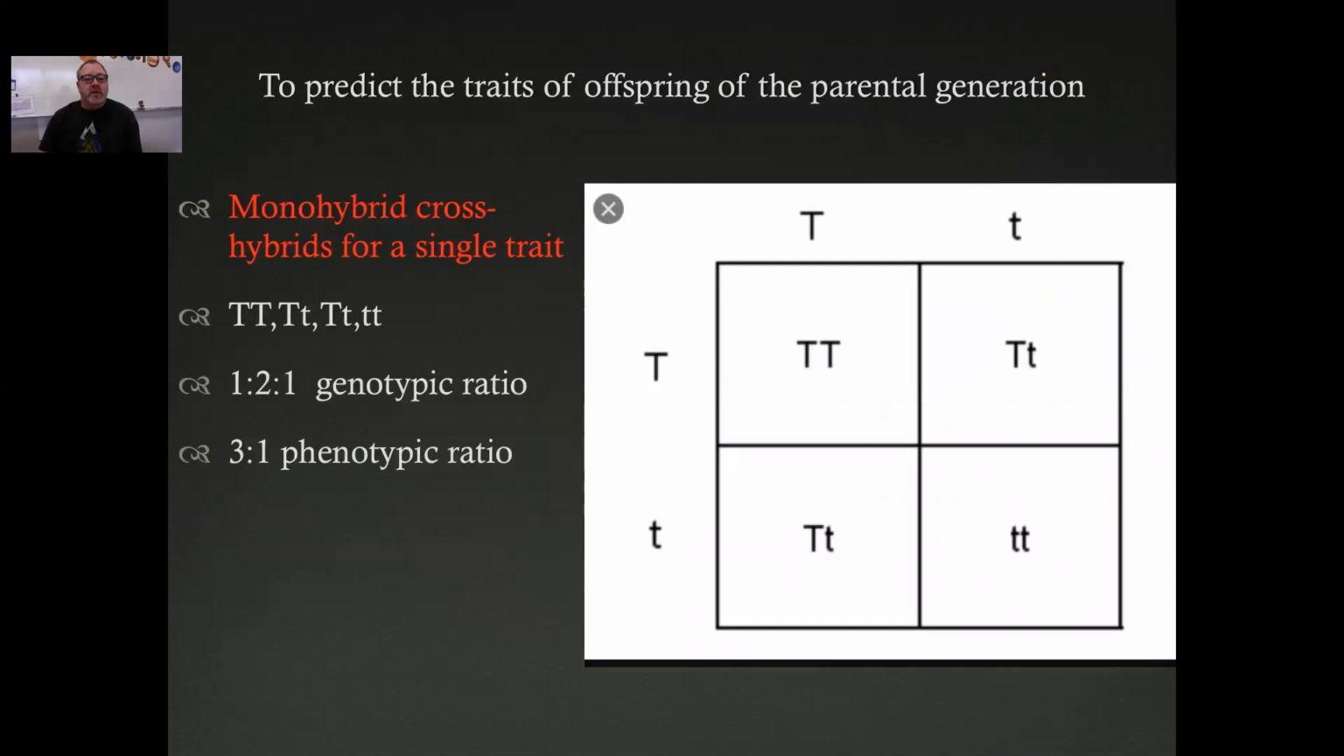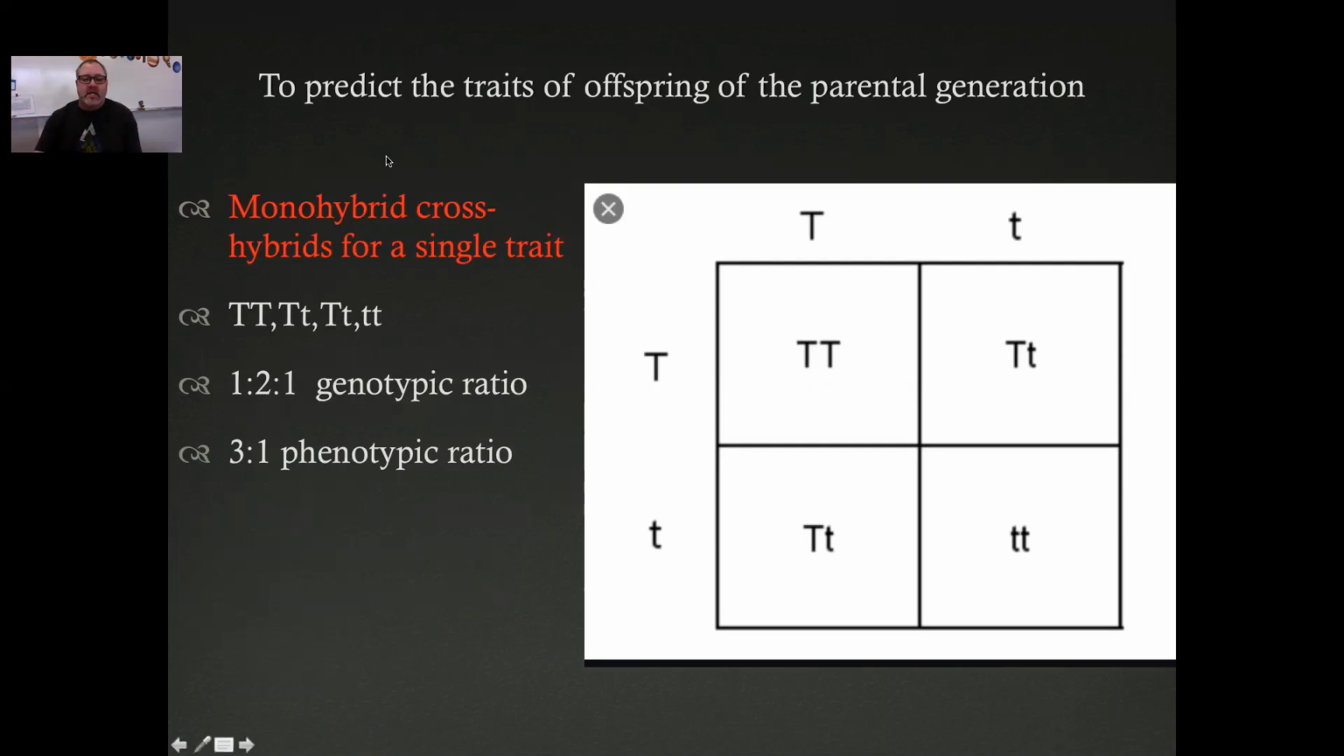So in order to predict the different traits that offspring might potentially have from the parental generation, we have what's called a monohybrid cross. We're crossing just one set of genes, or the genotype from parent 1 against the genotype from parent 2. We'll probably refer to it as mom and dad, since that seems to be the easiest, most understandable way. Or the mother and the father, right?